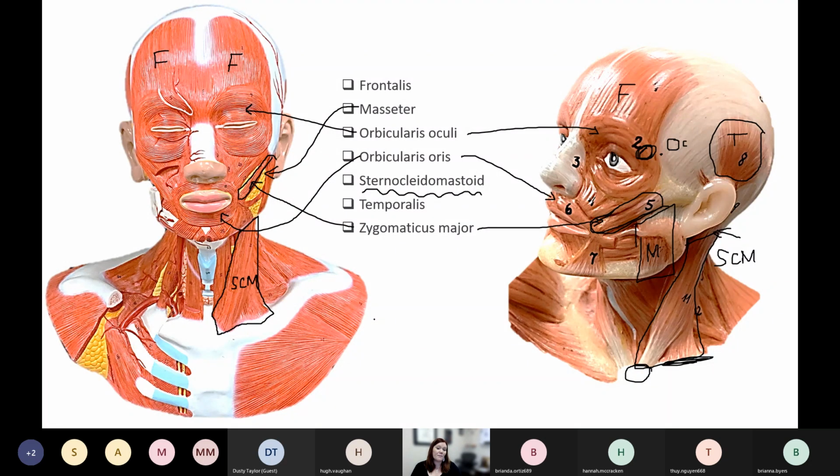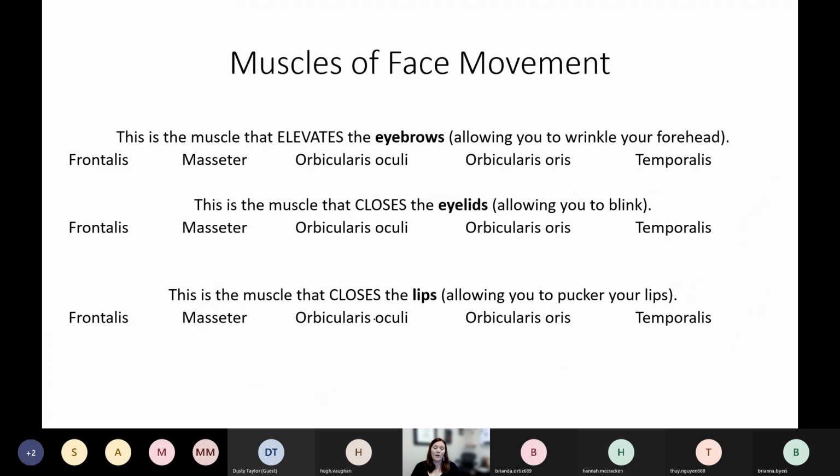Because we only have this many muscles this week, we also don't have too many functions. So this would be a week where we could go ahead and make some flashcards with functions of our muscles. So let's go through and chat about what they do. When we talk about elevating the eyebrows, raising the eyebrows to wrinkle the forehead, that's the job of frontalis, the muscle that lives in your forehead, allows you to raise your eyebrows.